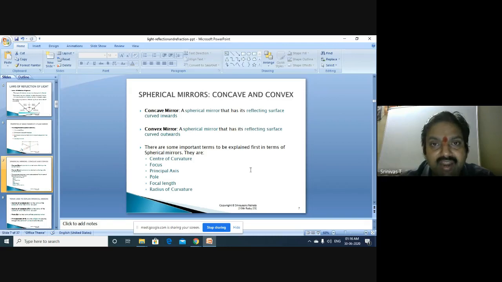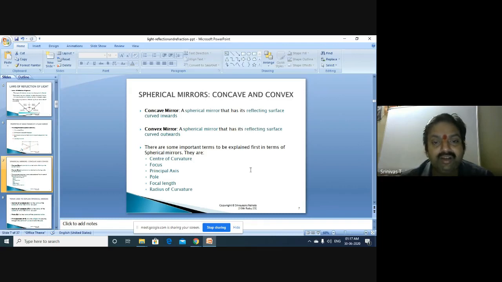You have to assume the light rays from the other direction, from the outside. Whereas in the previous case, because it is curved inwards, we have to assume the light rays from inside only. So accordingly, we can have different images formed.